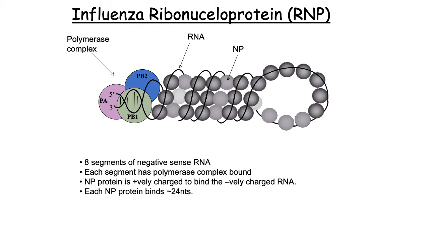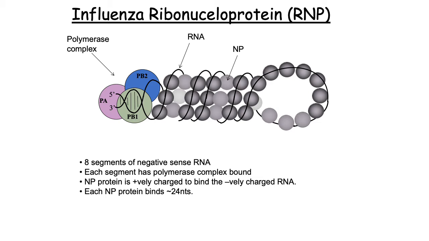All right, so each of those 8 segments is going to be negative sense RNA, and it's going to have a polymerase bound, and it's going to have a lot of nucleoproteins wrapped around it. And the segments do look exactly like this, with a little crown of those 3 enzymes and a long tube that's the rest of the segment.